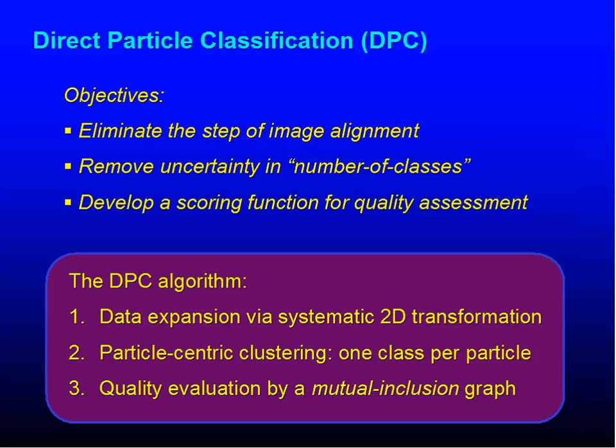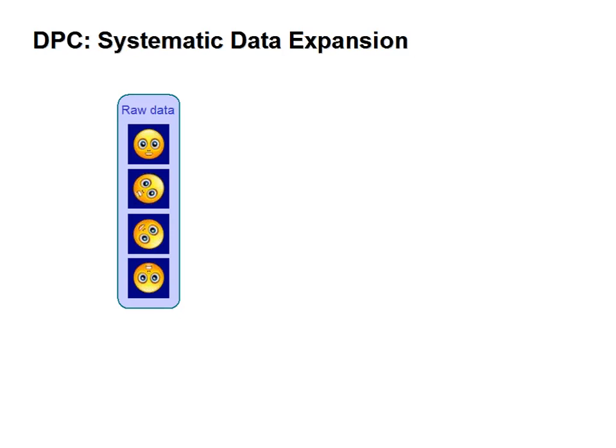The DPC algorithm is composed of 3 elements. The first is data expansion via systematic 2D image transformation. After that, particle-centric clustering, and at the end, quality evaluation by a mutual inclusion graph. I'm going to use a schematic drawing to illustrate the idea. First step, systematic data expansion. We have a raw particle stack. Here, I'm using noise-free examples, but the concept can be directly extended to real image data.